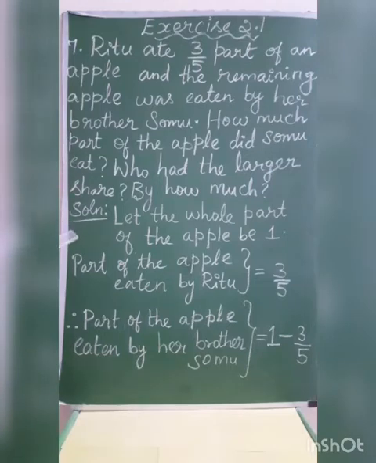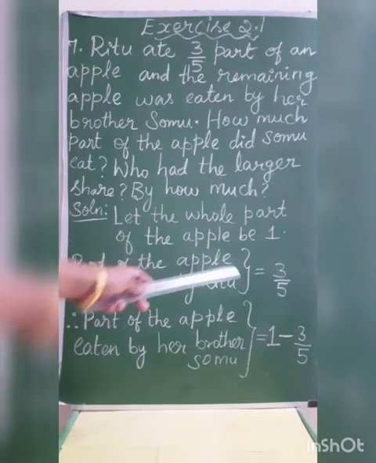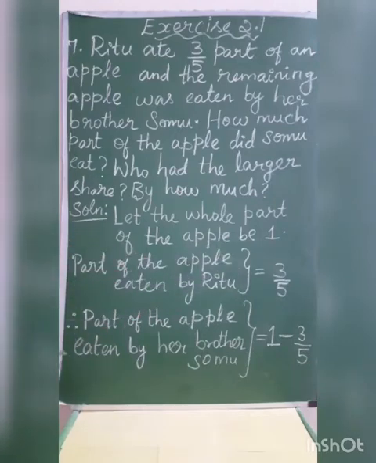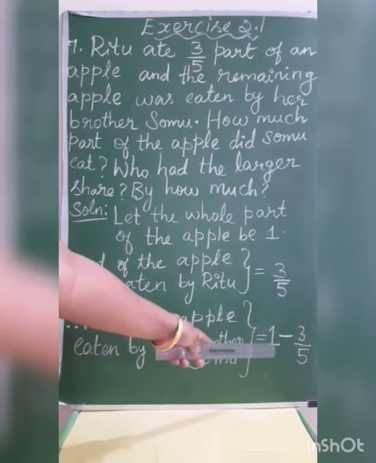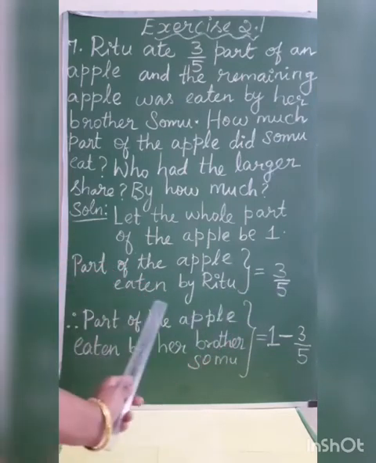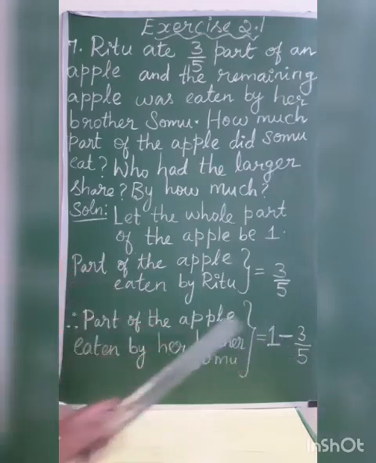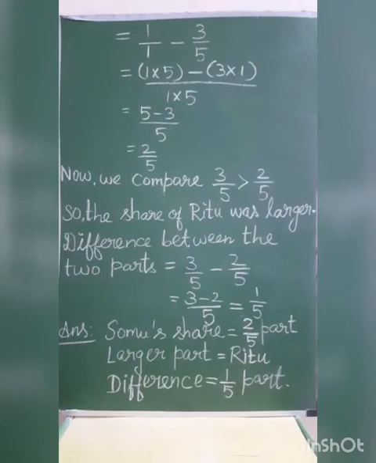Okay, so first solution: let the whole part of the apple be 1. Here in this sum the total apple is only 1. That means only one apple. So let the whole part of the apple be 1. The part of the apple eaten by Ritu is equal to 3/5. Now we find out the part of the apple eaten by her brother Somu. So the total apple is 1, minus 3/5, the part of the apple eaten by Ritu. So 1 minus 3/5.